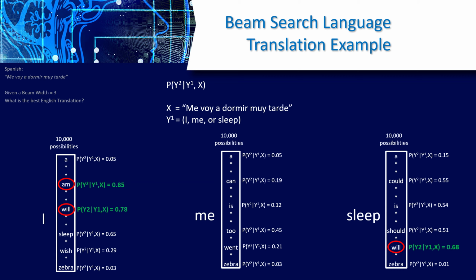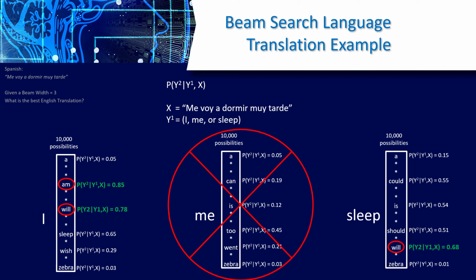You'll notice that our Y1 word, me, did not have any words selected by the algorithm as a possible translation of our Spanish sentence. This means that Beam Search can drop this branch entirely from our possibilities, concluding that the translation of the Spanish sentence will not start with me. Going forward, it will still select the three best candidates for our translation, but only from sequences that begin with I am, I will, and sleep will.